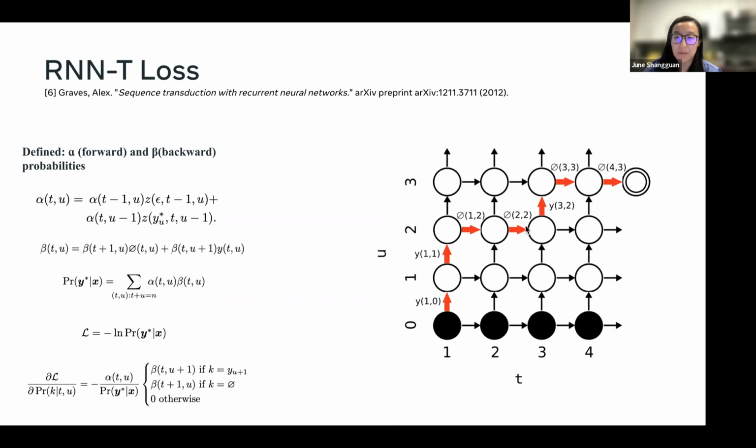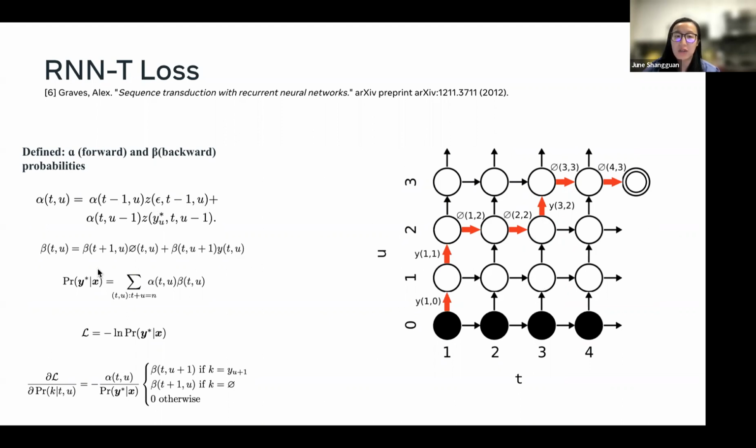So in the RNN-T loss, we define forward and backward probabilities. The forward probability is basically the sum of all the alignments from 0 all the way to the current node. Let's take 3-2 again as an example. You sum up the probability of the left node plus the blank emission probability, and the probability of the node below plus the token emission probability. That's what this first equation is talking about. The Z is the transition matrix of emitting a blank given the t-1 and u position.